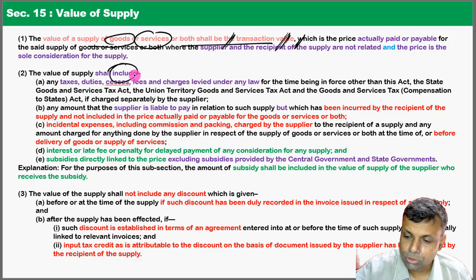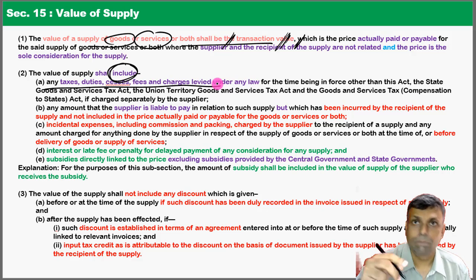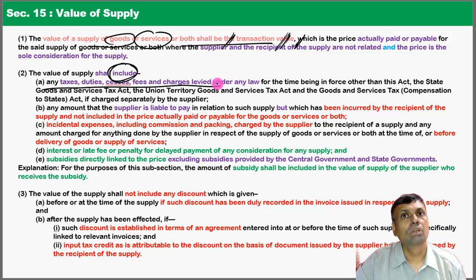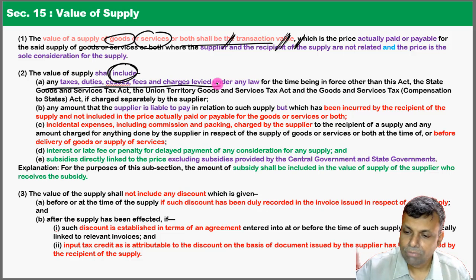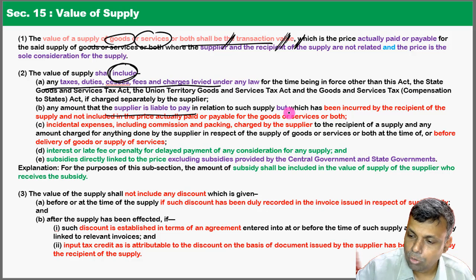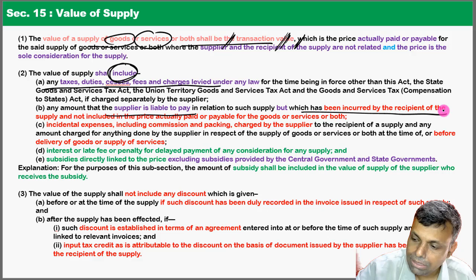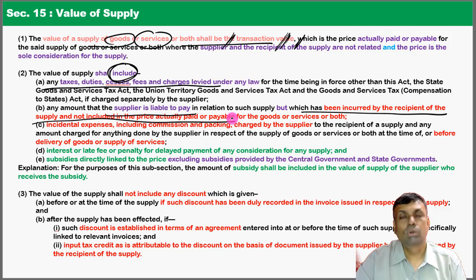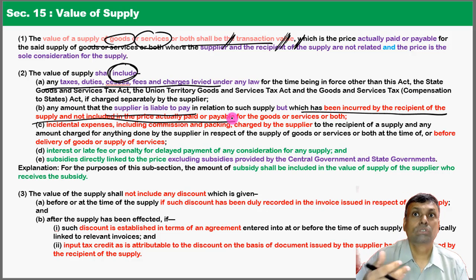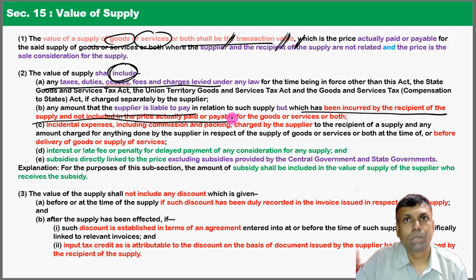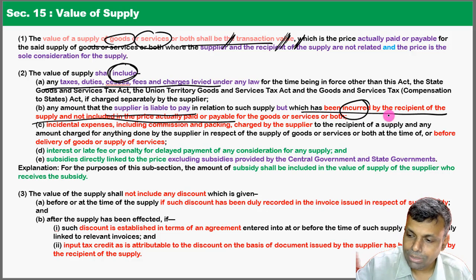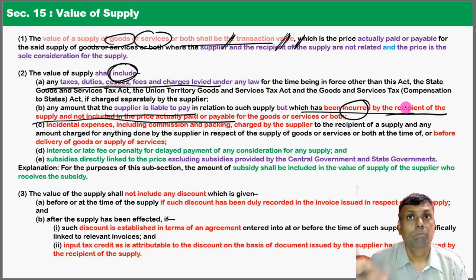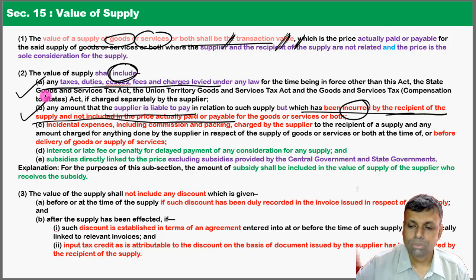This transaction value shall include all taxes, duties, etc. other than your GST, for example, your municipal tax and other taxes, which will be included for the purpose of valuation. Further, any amount which a supplier is liable to pay in relation to that supply, but which has been incurred by the recipient of supply and is not included in the price payable. So what is the transaction value? It is basically the seller's selling price. Whatever is the seller's cost should logically have been included in the seller's selling price. But if it is not included in that price and is actually incurred by the buyer, that means the recipient, you will have to include that amount.